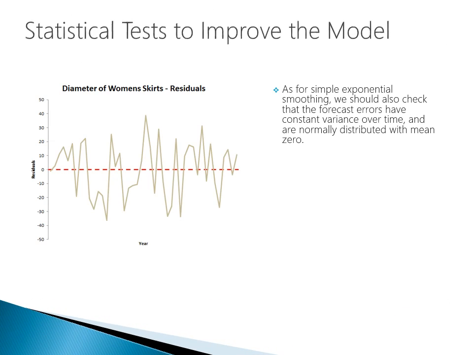As for simple exponential smoothing, we can also check that the forecast errors have constant variance over time and are normally distributed with a mean of 0. The forecast errors appear to exhibit constant variance over time, and we can see the peaks and troughs kind of dancing around this middle on the residuals.